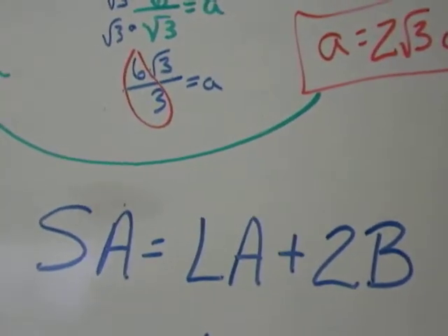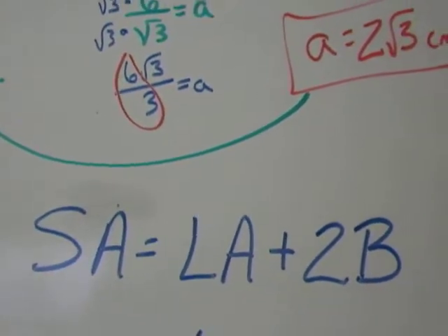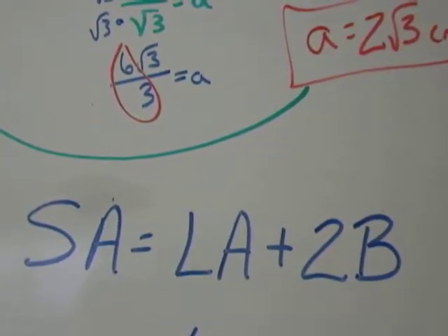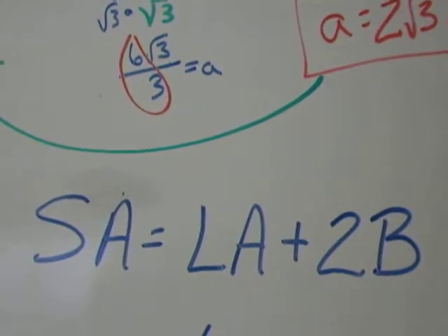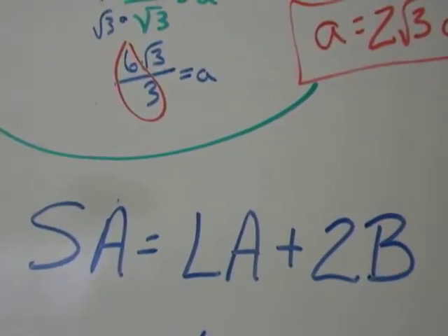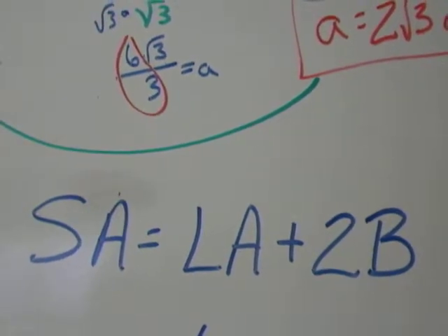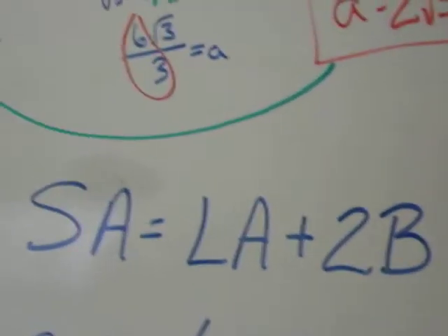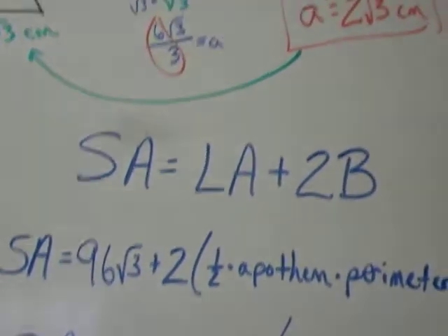Surface area. Remember, the surface area formula is lateral area plus 2 times the area of the base. But the base of this shape is a regular hexagon, and the area of a regular hexagon is that funny formula, 1/2 multiplied by apothem multiplied by the perimeter. But we know all those pieces, so it's okay.